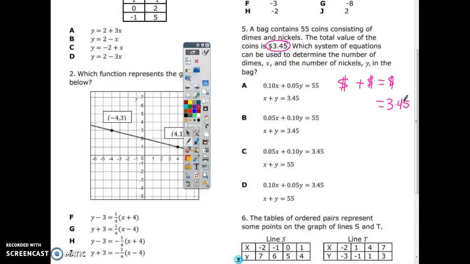right? And we're talking about nickels and dimes. So I know that nickels are 5 cents and dimes are 10 cents. So the equation has to have 3.45 and money, right? But which one equals the nickels? Nickels is the Y's. So nickels are 5 cents, not 10 cents. It's not C, and these don't work because that's not money. So automatically, just by looking at the money equation, you can figure out that the answer is D.